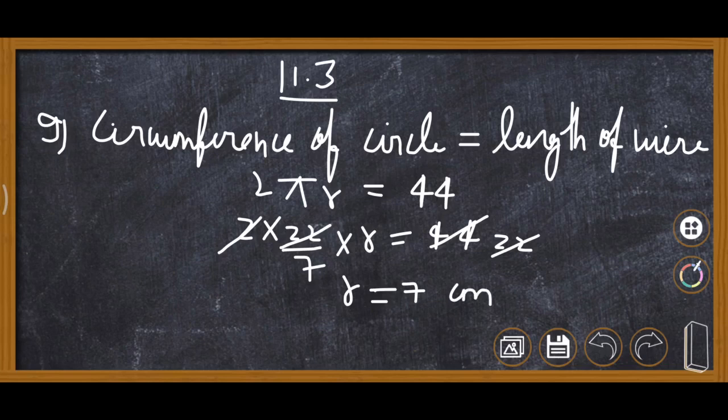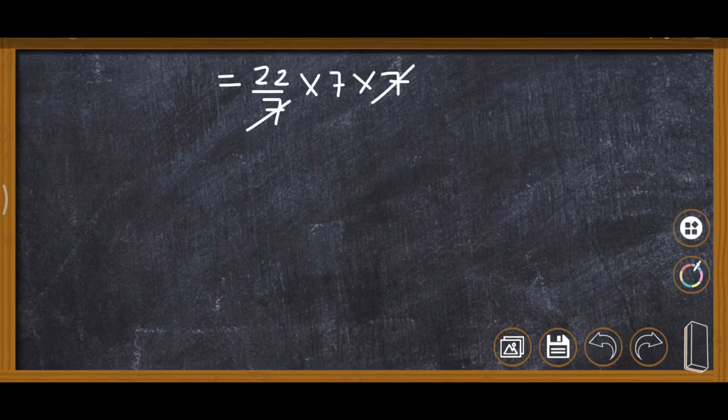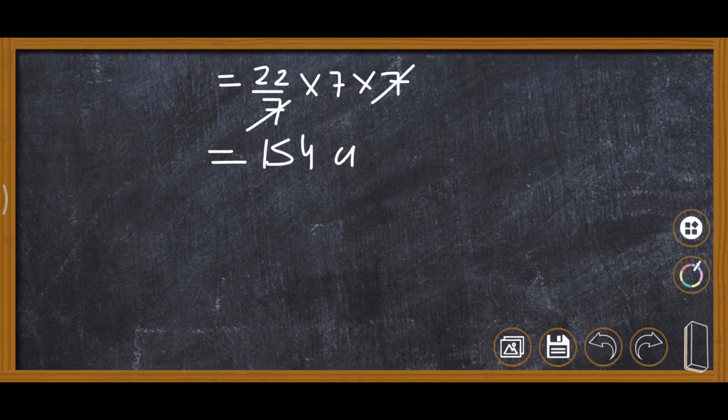After finding this radius we will find the area of the circle. So the area of circle formula will be pi r square. So the value of pi we will apply 22 upon 7, radius 7 into 7 because it is 7 square. Now we will cut, and this is 154 centimeter square. This is the area of the circle.